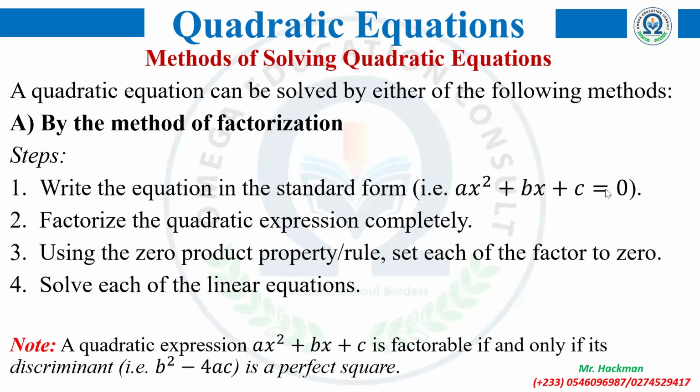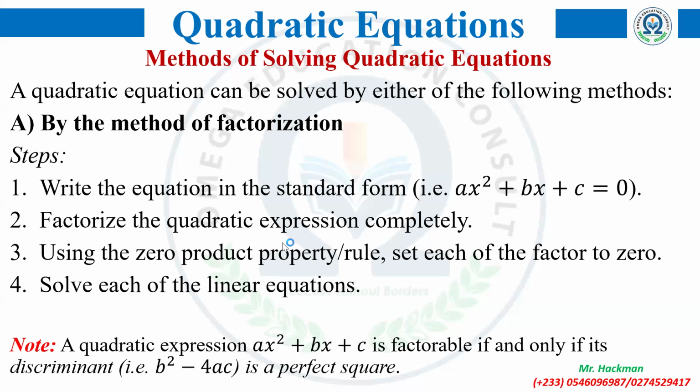If the other side is not 0, make sure you move everything to one side to make it 0. And if possible, make sure the coefficient of x squared, your leading coefficient, is positive. So after moving, make sure that your first term is positive. We'll get there. But for now, move everything to one side equated to 0.